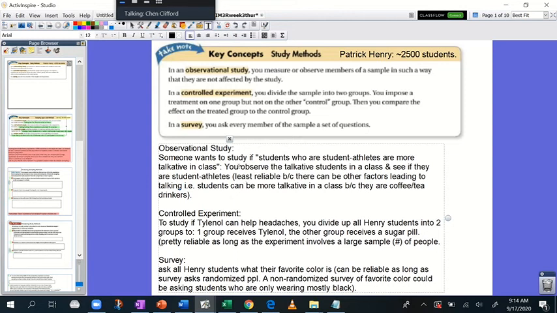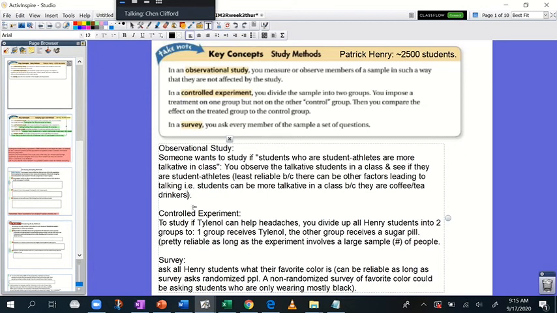Also, if you want to make observational studies more reliable, you should do it with more than one class. Maybe we should observe all the classes at Henry, if that's possible. If you observe that out of 2,500 students versus 30 students, student athletes are more talkative, then that's probably more reliable. It's more reliable to say that students who are talkative are maybe more likely to be student athletes. So that's an observational study.